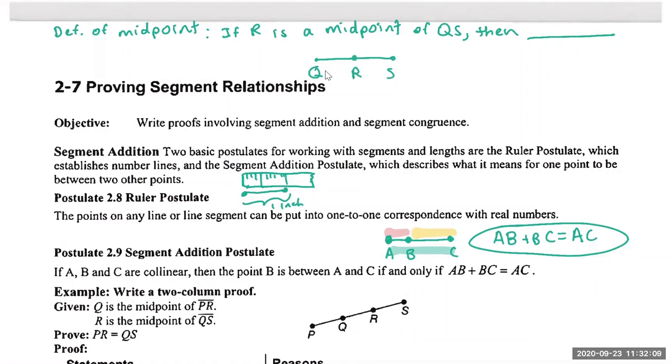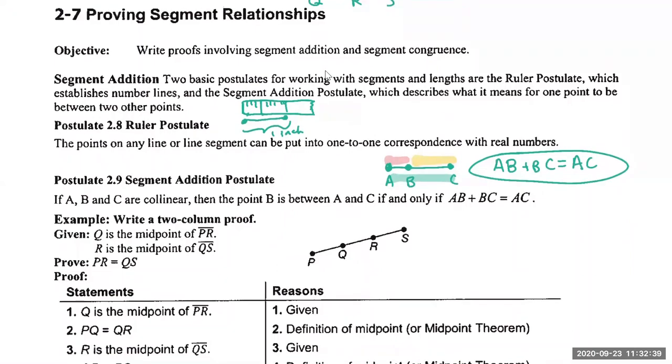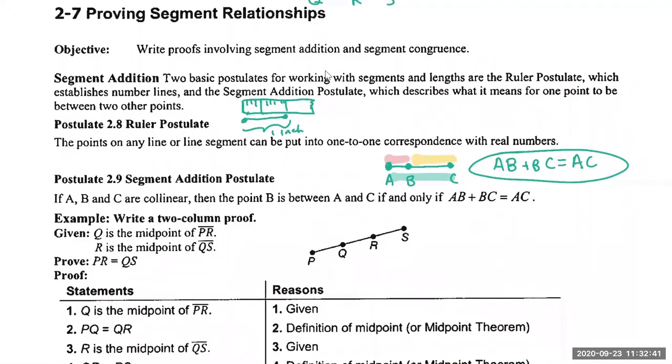Yeah, the Q and S is the endpoints. Equal distance, perfect. Some of you said equal distance. Some of you stated QR is equal to RS, and QR is equal to RS means that the segment QR is equal in measure to RS. Those conclusions are going to be your steps. Like if you're given that something is the midpoint, your conclusion is that the segments are congruent to each other. The small segments are congruent to each other.